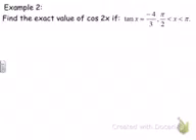Find the exact value of the cosine of 2x if the tangent of x is negative 4/3 and x is somewhere between pi over 2 and pi. Okay, cosine of 2x if the tangent of x is negative 4/3 and x is somewhere between pi over 2 and pi. Now, we're going to use one of our cosine of 2x identities from our sheet.